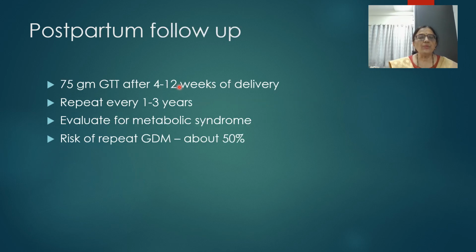In the postpartum follow-up, 75 gram oral GTT should be done after 4 to 12 weeks of delivery. And if it is normal, still it needs to be repeated every 1 to 3 years, because we know that even if a patient has gestational diabetes, risk of developing diabetes is more in the next 20 years. Evaluate for metabolic syndrome, because these women are more prone to develop metabolic syndrome, and risk of repeat diabetes in subsequent pregnancies is about 50%.